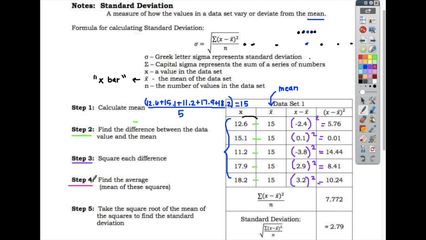So we know the mean. We add up all the numbers, divide by the number that we have. So on this one, we need to find the sum of these 5 numbers. So 5.76 plus 0.01 plus 14.44 plus 8.41 plus 10.24 divided by 5, because we still have 5 values, and that gives us 7.772. So when we get that number, that is actually called our variance.